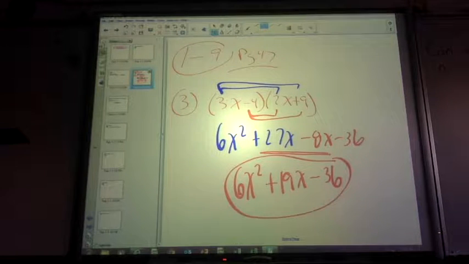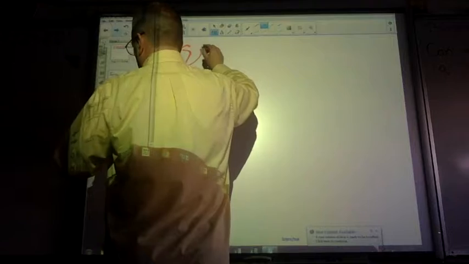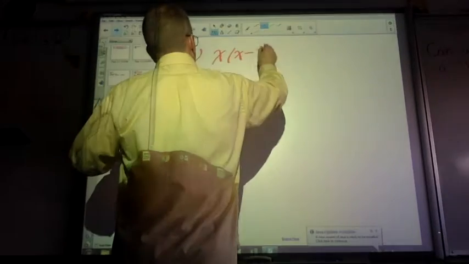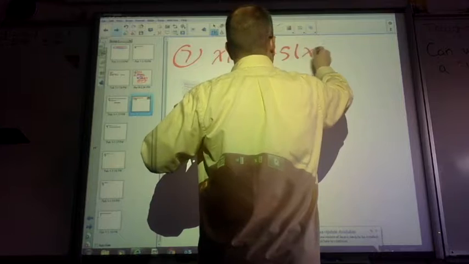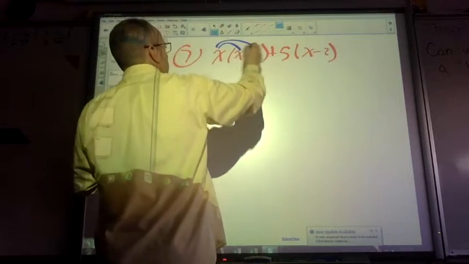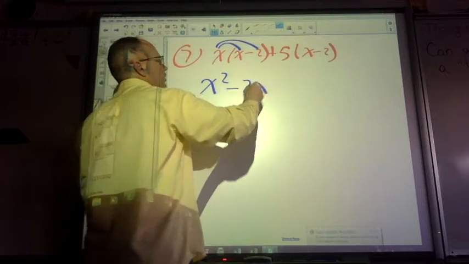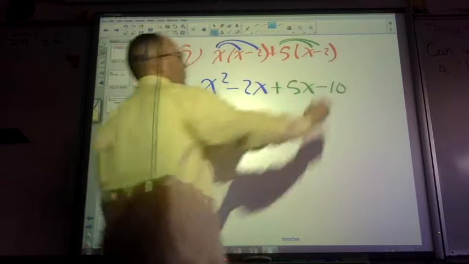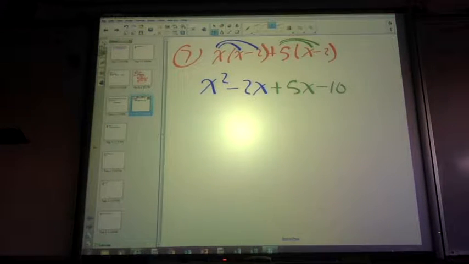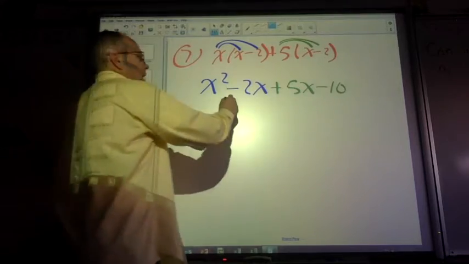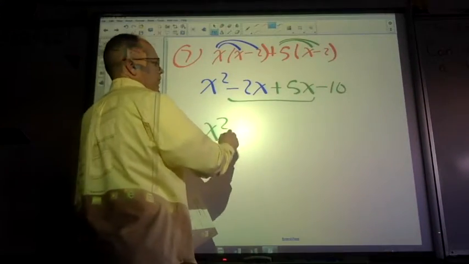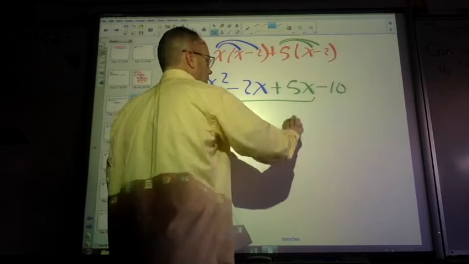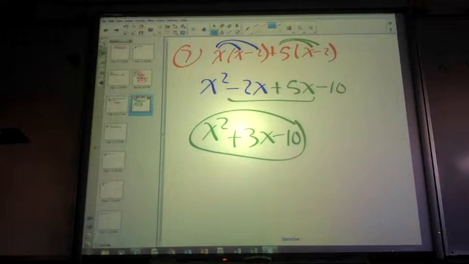What else 1 through 9? Number 7. All right, on this one, I'm going to distribute here and here, so that gets me x squared minus 2x. Then I'm going to distribute here and here, that gives me plus 5x minus 10. Is that okay so far? My like terms are negative 2x and 5x, so I can combine these together. So I'm going to get x squared plus 3x minus 10. Done. What else 1 through 9?